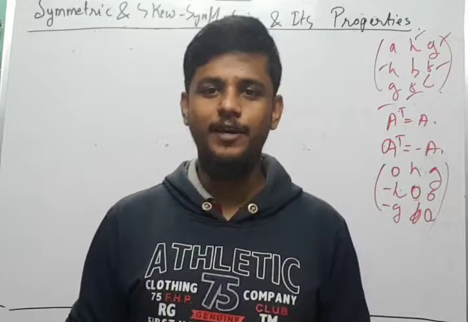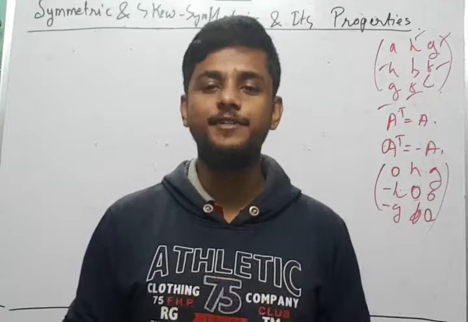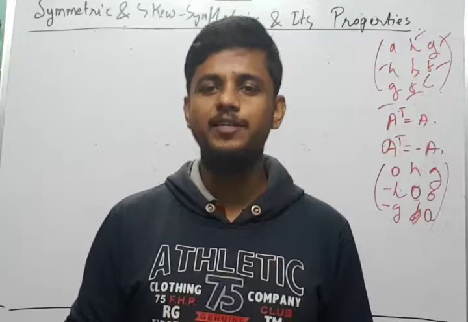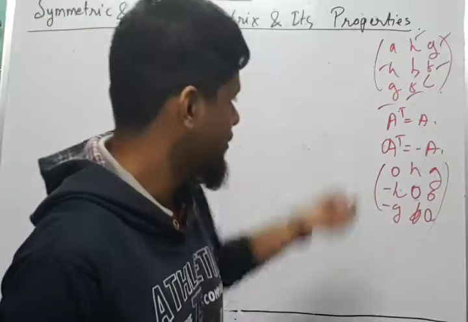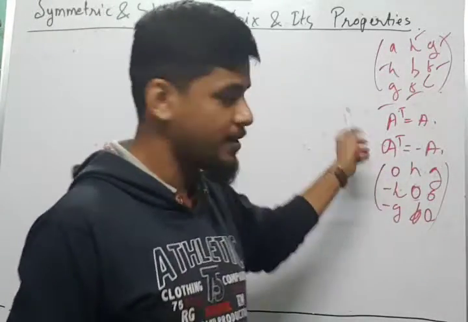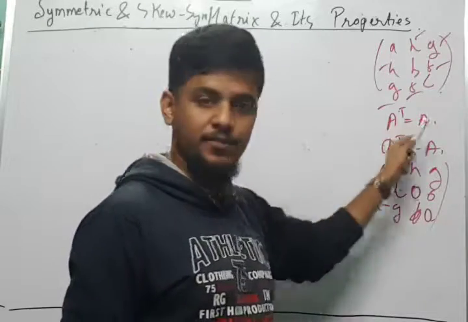So we'll be talking today about symmetric matrices, skew symmetric matrices, and their properties. Symmetric matrices are basically matrices where the transpose of the matrix is the matrix itself. So I have an example for you. For symmetric matrices, basically A transpose is equal to A.